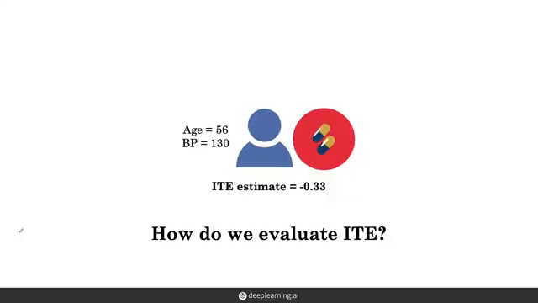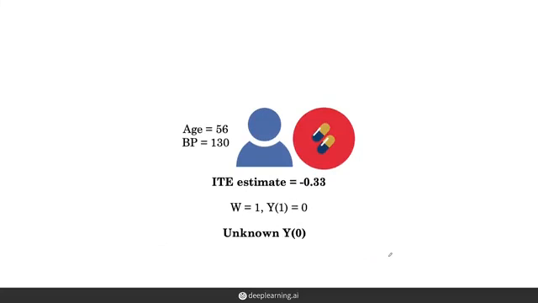We have seen how we can get an ITE estimate of negative 0.33 for this patient. How do we evaluate this ITE for this patient and for other patients? We can, of course, give the patient the treatment and get the outcome for the patient under treatment. That's Y1. For this patient, we find that they did not have an adverse outcome.